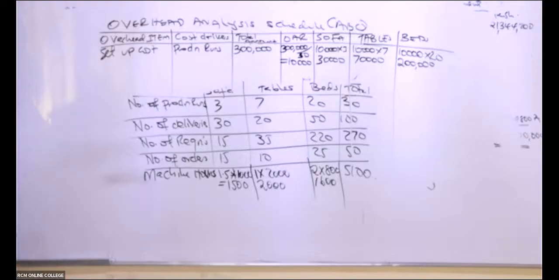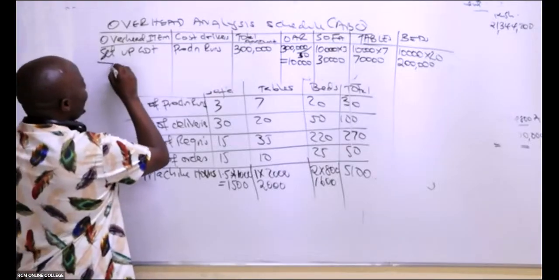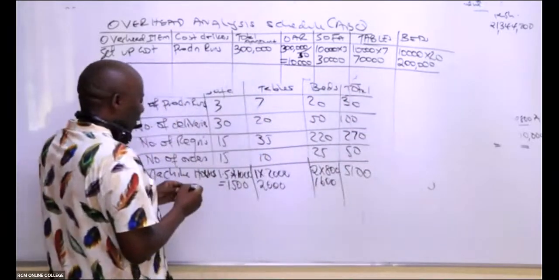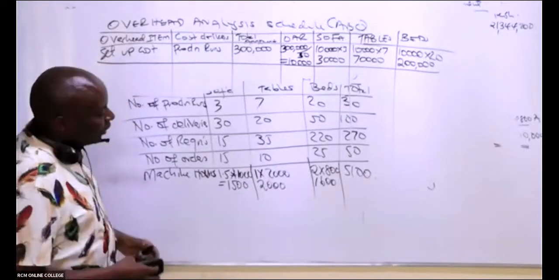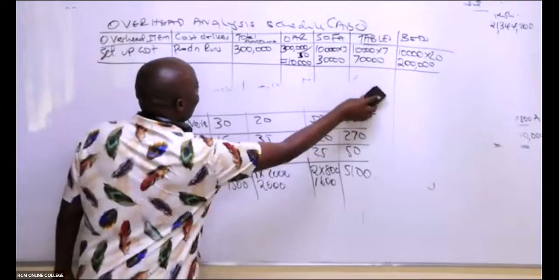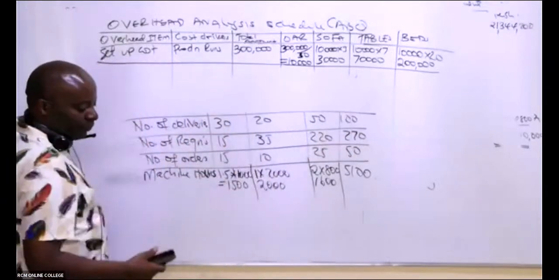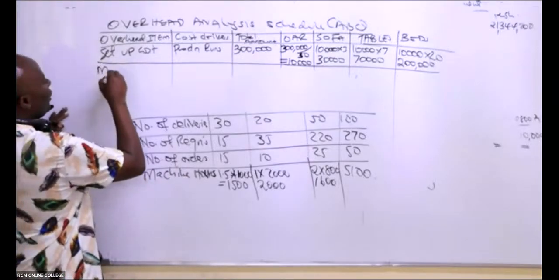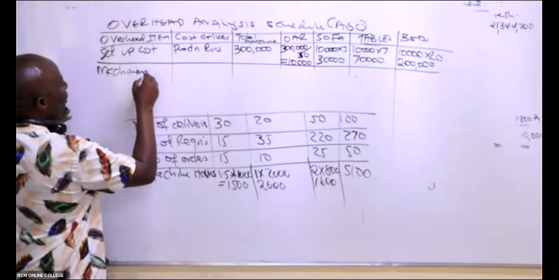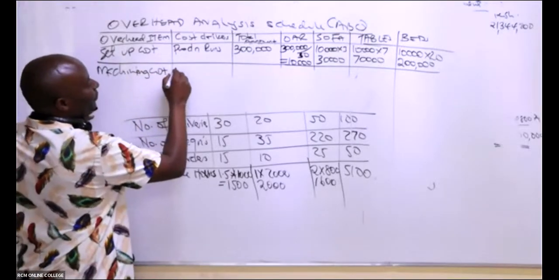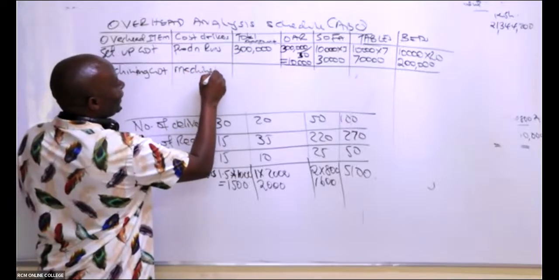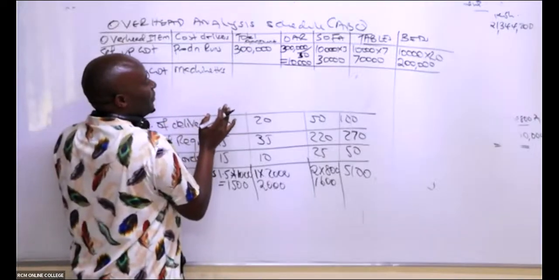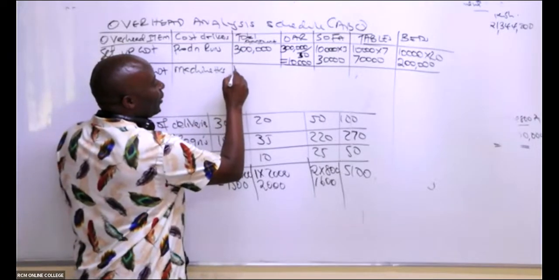Yeah. So please, let's go straight away to the second overhead item. The second overhead item that we have there is known as what? Machining. So they want us to absorb machining costs. What is the cost driver? Machine hours. How much is the total amount for machining cost? 1.2?